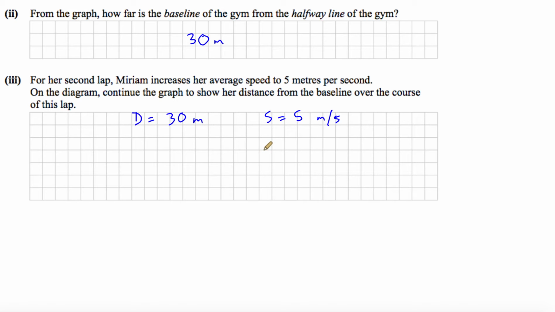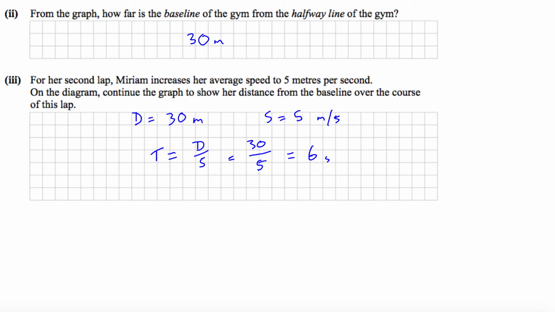Now, we have distance and speed, so if we can work out the time, we can plot the graph. Well, time is equal to distance divided by speed. That's a formula you should know. So that is 30 divided by 5. Distance divided by speed, and 30 divided by 5 is 6. So her time is 6 seconds.